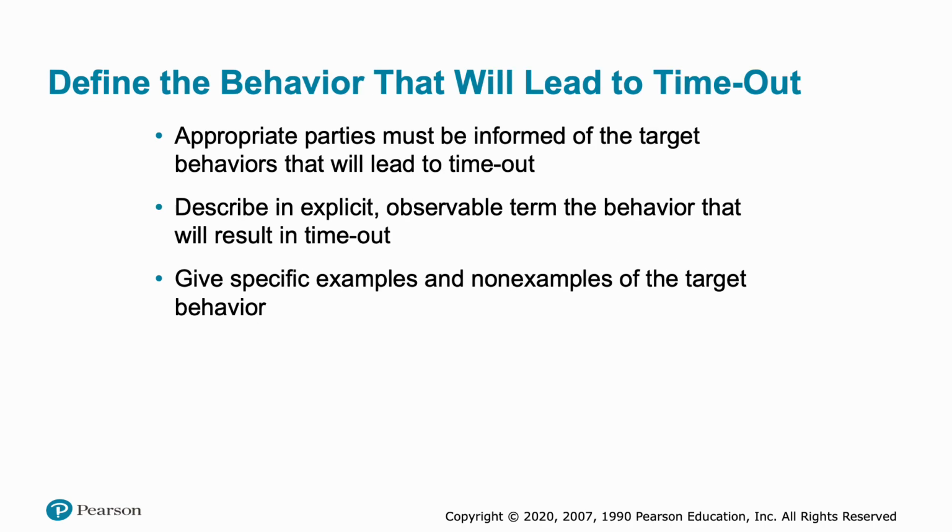So continuing our discussion on how to appropriately set up your timeout procedures, the first thing that you need to do is define the behavior that's going to lead to timeout. You want to describe your behavior as clearly as possible using observable terms. You want to make sure that everyone is clear on the definition that's going to result in timeout so that everybody is implementing the timeout procedure contingent on the same behavior. And then you want to give examples and non-examples of the target behavior to avoid confusion as much as possible.